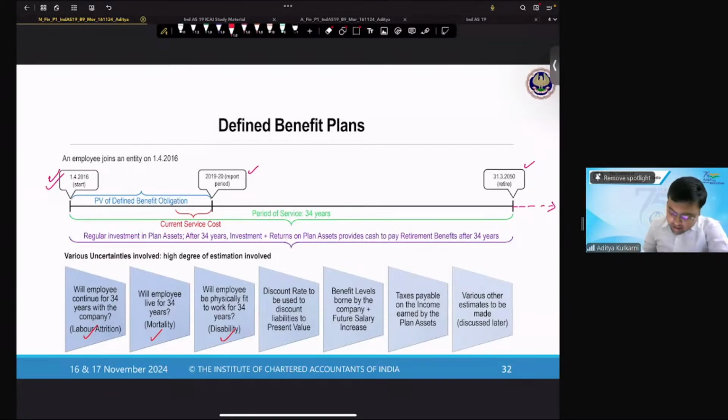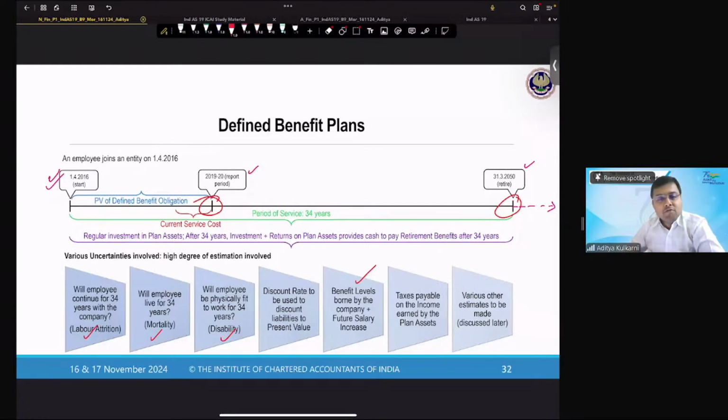Now, will the salary that I pay him now be the same as the salary that will be paid then? No. Then he wouldn't stay with you at all. If you are paying him the same salary after 34 years as you are paying him now, he will leave in 2-3 years. So benefits won't be the same. How much could the benefits be? Can you decide that today? Can you say with absolute certainty, I'm going to give him so much salary at the time of his retirement? You can't say. It's dependent on the market rates. So benefit levels borne by the company plus future salary increase are uncertain. Payment is happening in 2050, that means after 30 years. But accounting is happening today. Can I use that rate accounting in the current period?